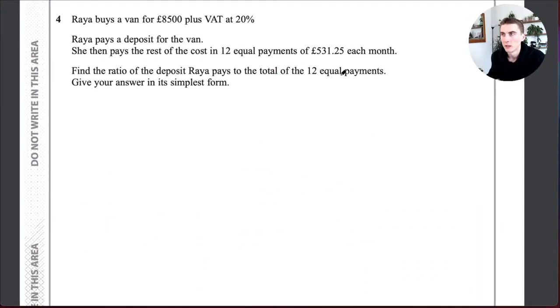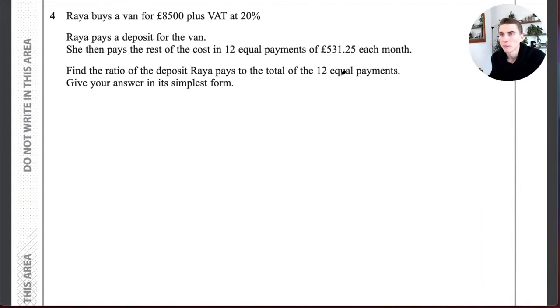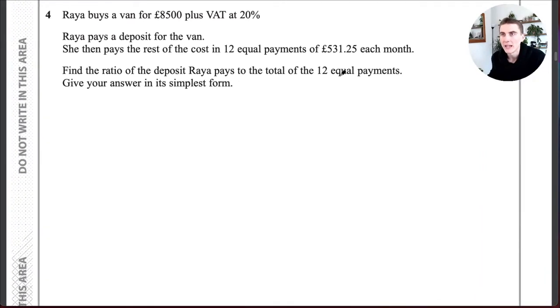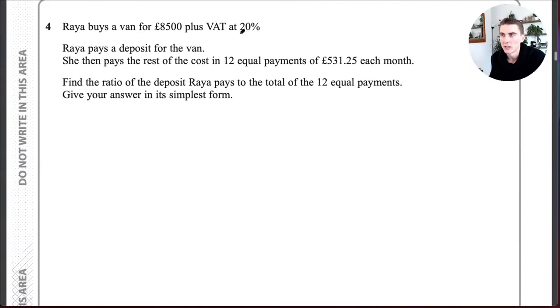Okay, so next up, it says Rhea buys a van for £8,500 plus VAT at 20%. And if you haven't heard of VAT before, VAT is a value-added tax. It's basically a tax from the government that gets added to most purchases that we make. So whenever you buy something, you always have to add 20% on, and that's the bit that goes to the government. Most things you buy, though, already have that taken into account, so you don't have to calculate it yourself. But here, we've got to calculate it.